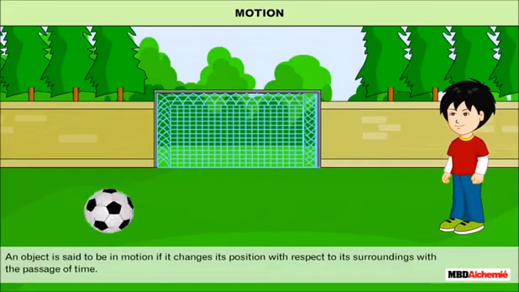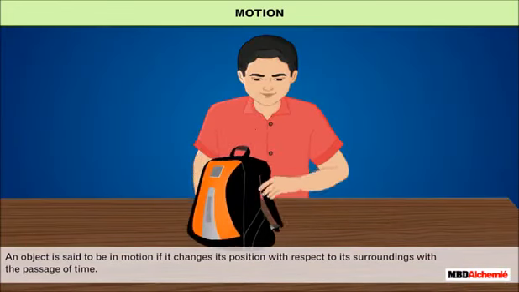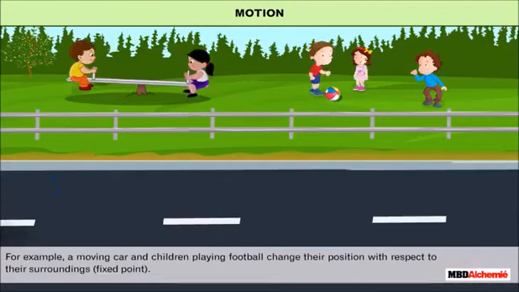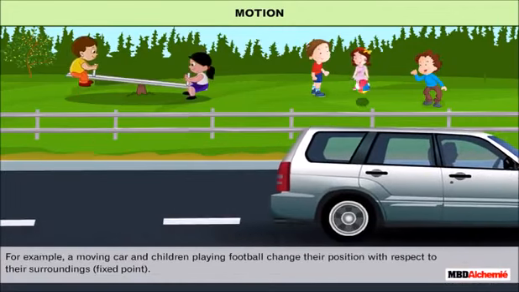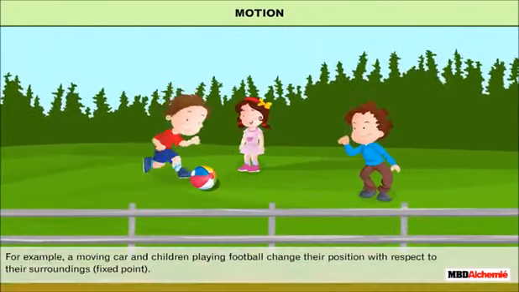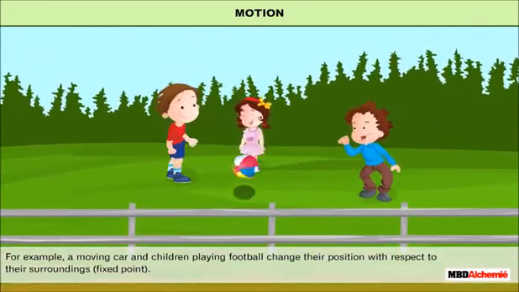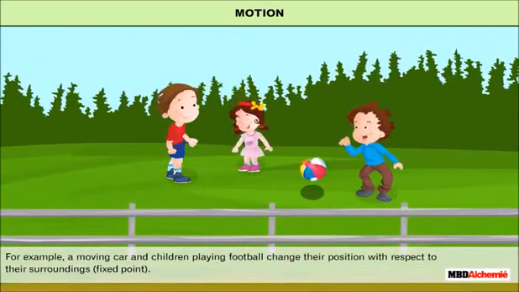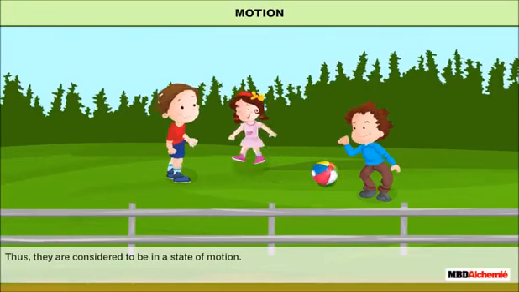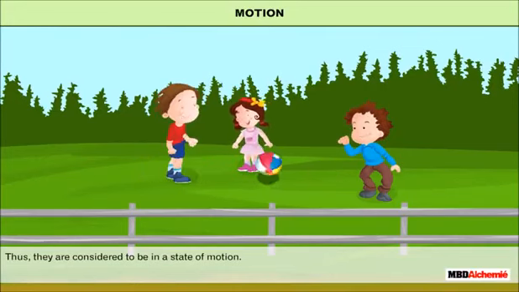An object is said to be in motion if it changes its position with respect to its surroundings with the passage of time. For example, a moving car and children playing football change their position with respect to their surroundings, a fixed point. Thus, they are considered to be in a state of motion.